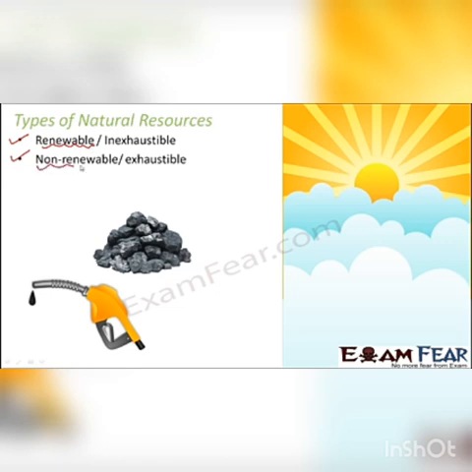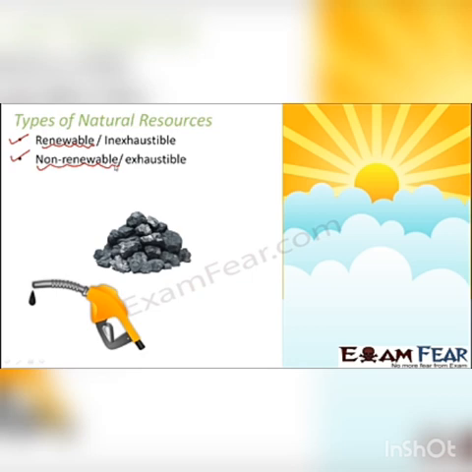Non-renewable resources are just the opposite. These resources, once we have used them, they are gone, they are finished. So they cannot be renewed over and again. One example is coal. Once you burn coal and you utilize the heat energy in some way, you just lost that amount of coal. So you cannot use it again. These types of resources are also called exhaustible because they get finished.